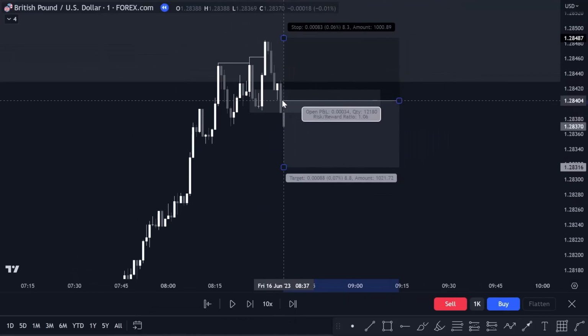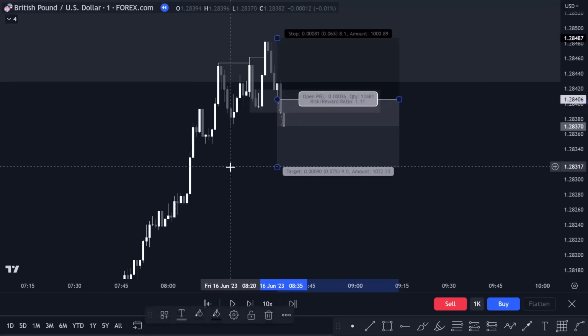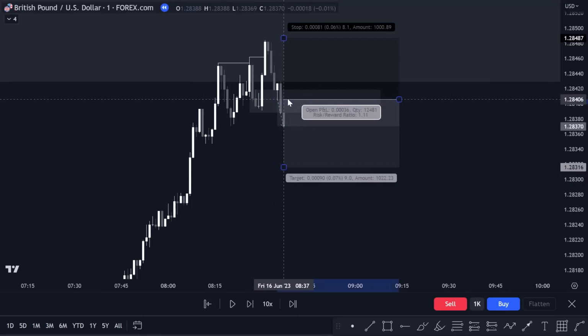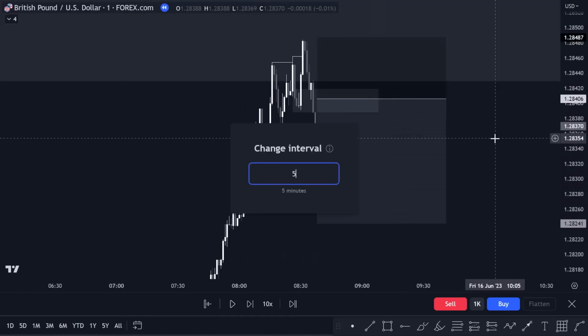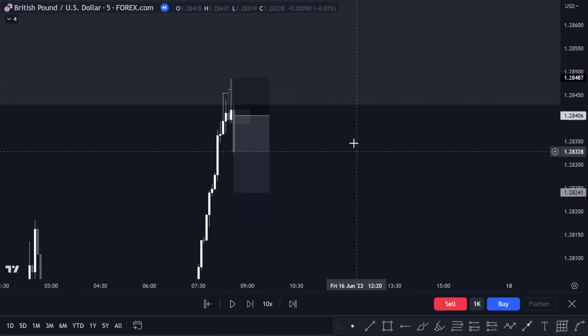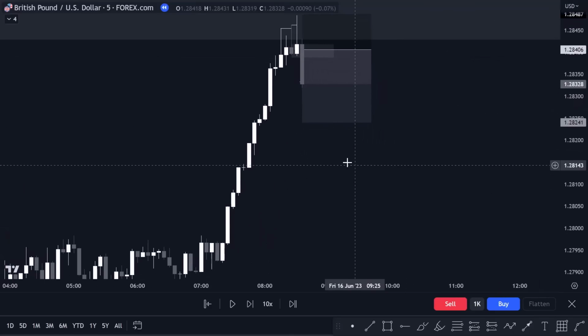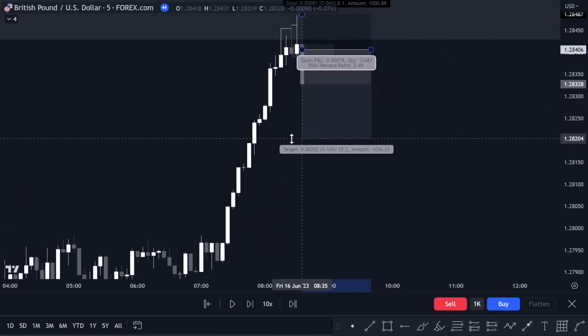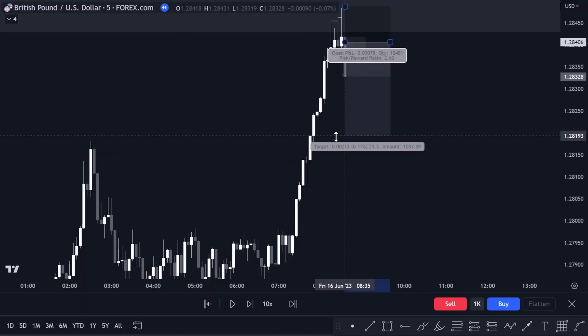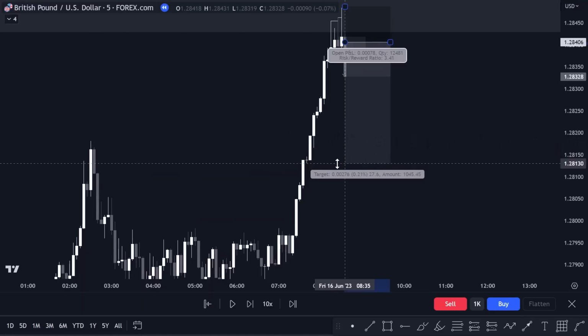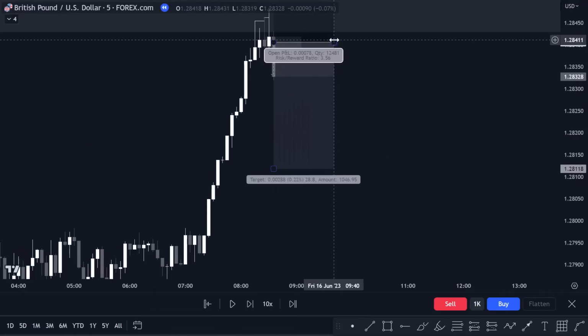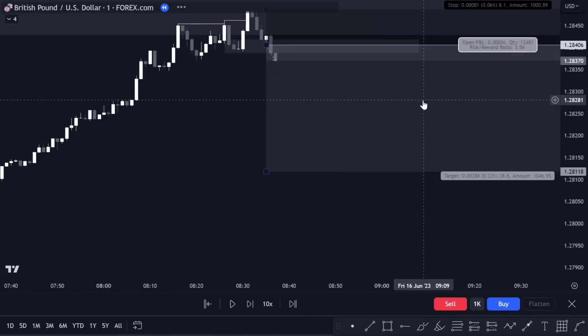Now I think I'll put it here, okay, right here, and I'll target, let's say, if I switch to the 5 minutes just to see the structure better. Now this is 2 to 1. You can target 2 to 1, but I'll go 3 to 1 at this fair value gap, 3.4, or let's go 3.5. This is a nice trade, I believe. Now back to the 1 minute.